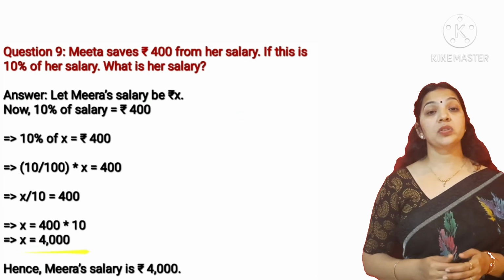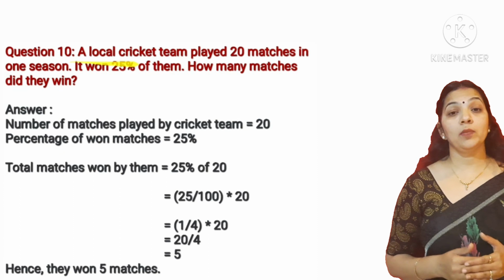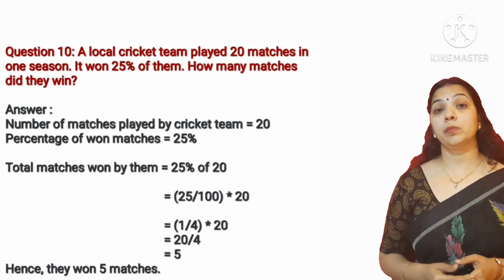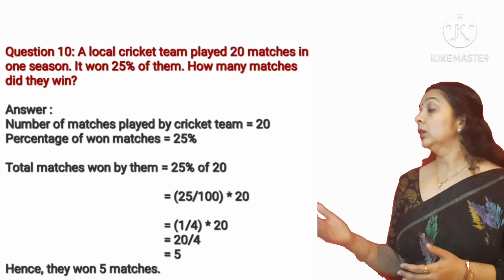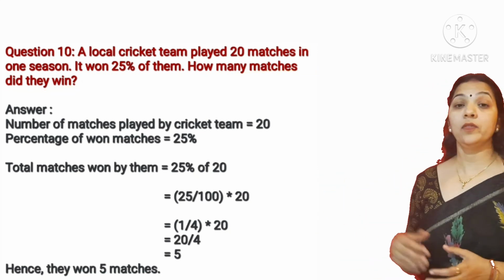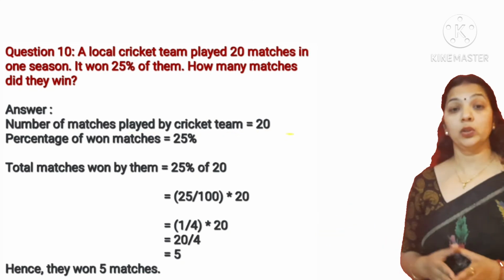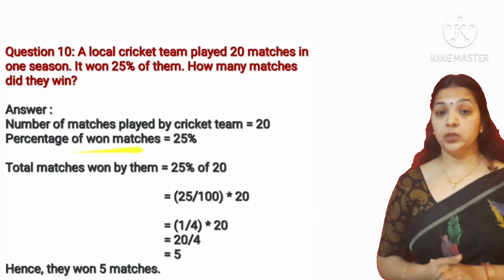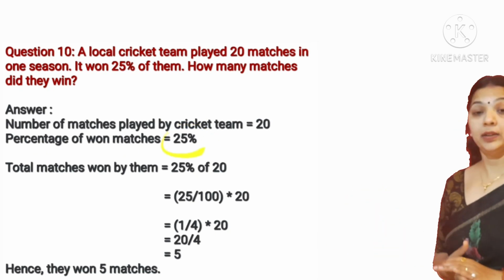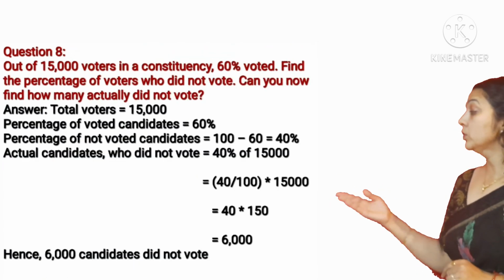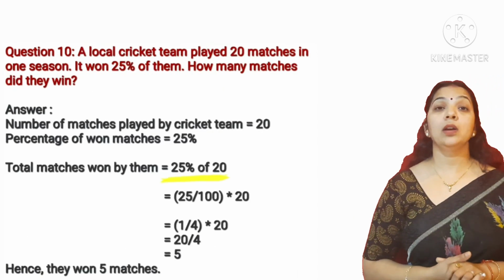How many matches did they win? So in this question, the total number of matches played by the cricket team is 20. Now out of these 20 matches, the won matches are 25%. So the total matches won by the team is equal to 25% of 20. So 25 upon 100 into 20. When we simplify it, it would result in 1 upon 4 into 20. It means 5. So out of the total matches, they won 5 matches.